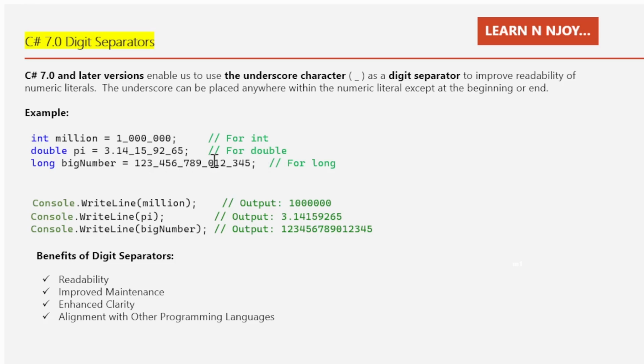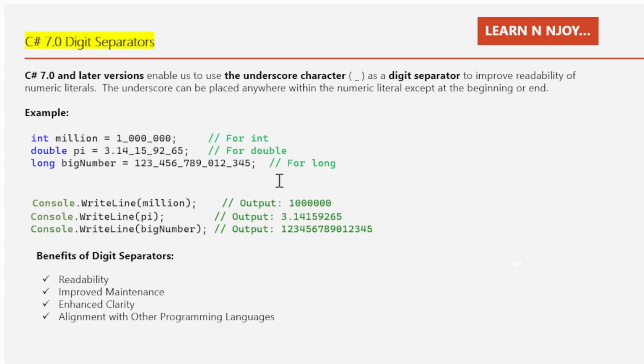Which is nothing but the underscore over here for the long. Here we have declared and assigned the value to it, right? With the help of the digit separator. So if you see here, I wrote Console.WriteLine(million). Basically in the last three statements, I'm just going to print this million, pi, and big number into the console window. That's what I have written: Console.WriteLine(million), Console.WriteLine(pi), Console.WriteLine(bigNumber).